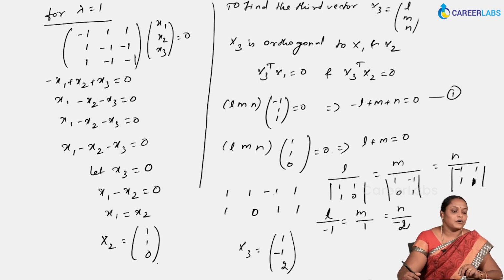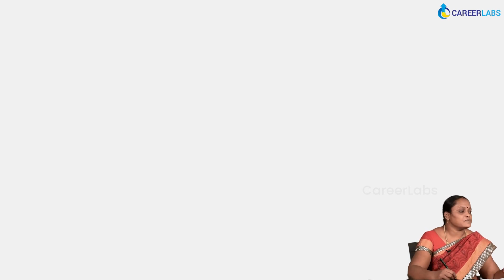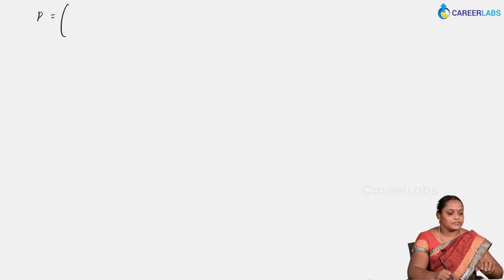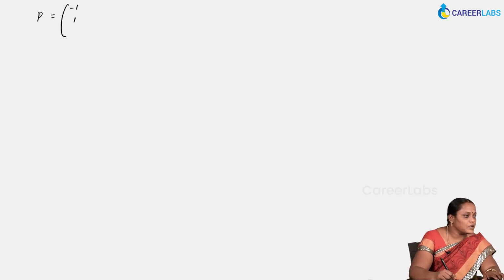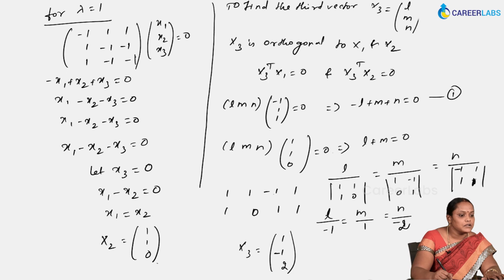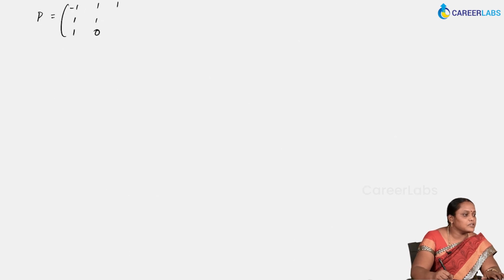So once you find all these eigenvectors, you can form the modal matrix P. Therefore, the modal matrix P is nothing but the first vector is minus 1, 1, 1, the second vector is 1, 1, 0, and the third vector is 1, minus 1, 2. Now let us find the normalized modal matrix.